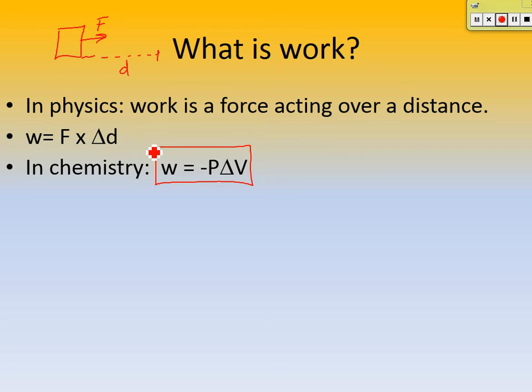Please write this down. In chemistry, work is equal to a negative P, this triangle again, and V. So let's go over what these mean. What is W? Work. It's equal to a negative, what's P? Pressure. Yeah, remember the gas law chapter. P is for pressure. What does this triangle mean? Change. How do we calculate change? Final minus initial. And what does V stand for? Volume. Okay, so good.